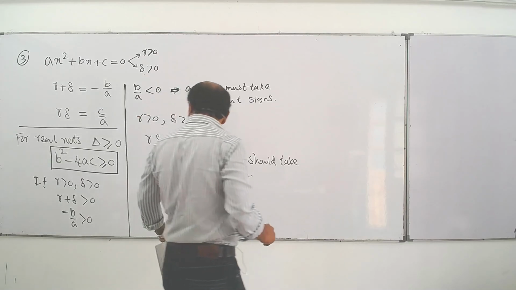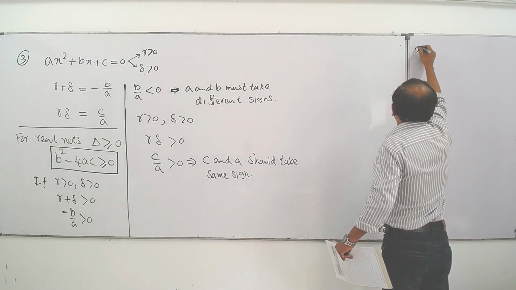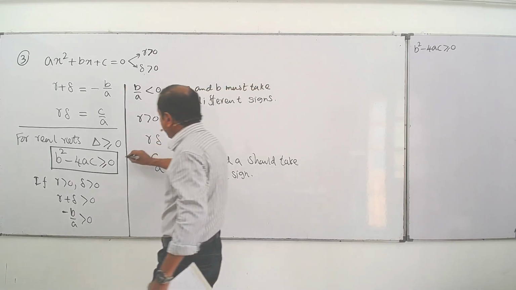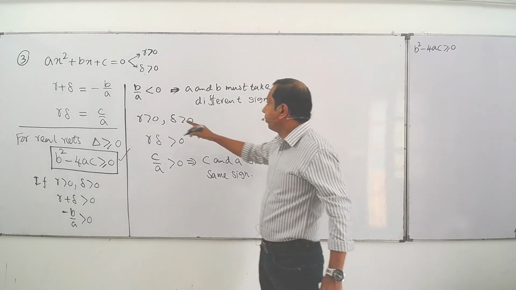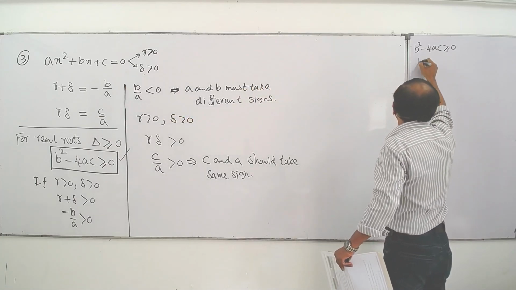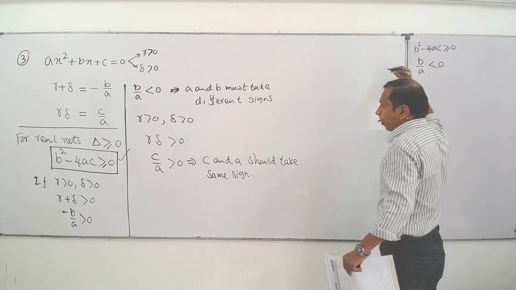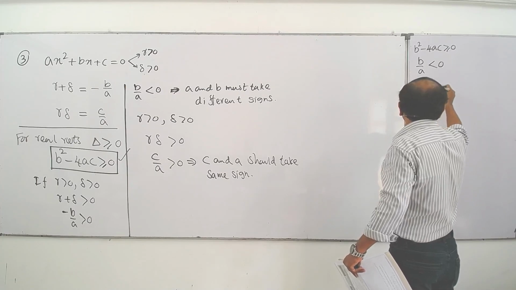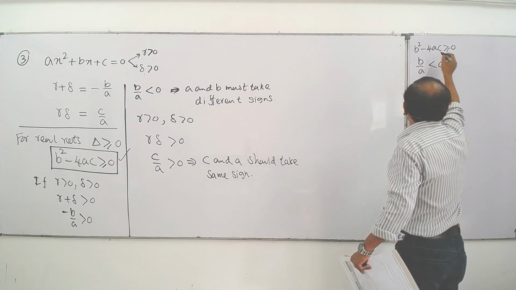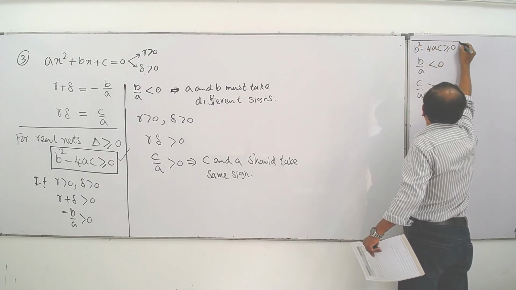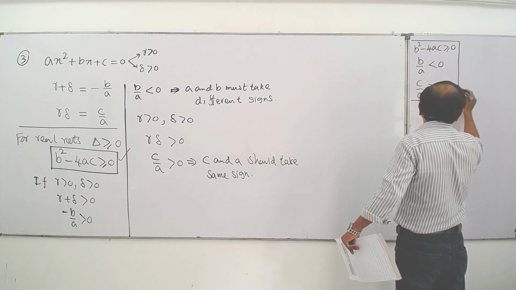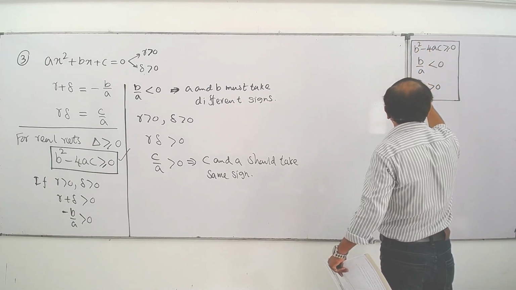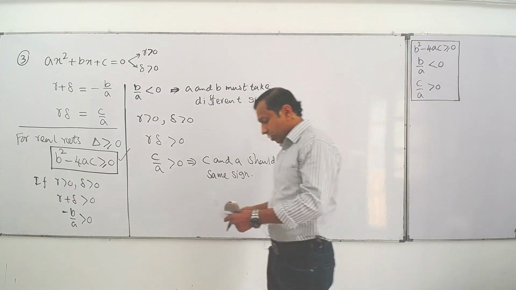Then the conditions I can write: b squared minus 4ac should be greater than or equal to 0, the first condition for the roots to be real; and b upon a negative, and c upon a positive. These are the conditions required for the roots of the given equation to be real and positive. That part is okay.